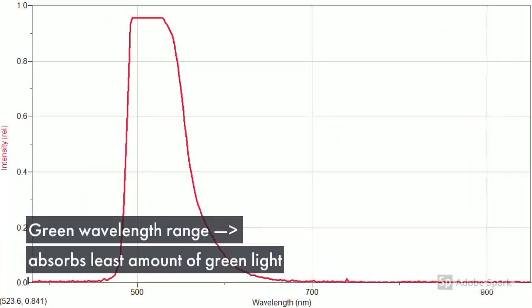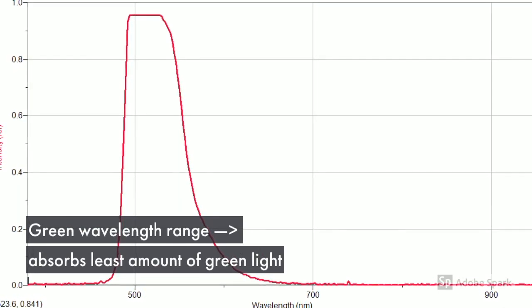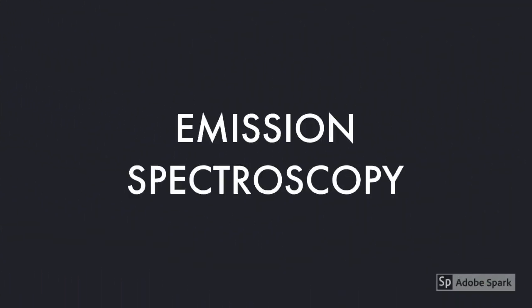So if a glow stick had a maximum emission wavelength in the green wavelength range, it would be absorbing the least amount of wavelengths of green light and more wavelengths of other colors. In our lab, we used emission spectroscopy to analyze the potential dependency of lambda max on color through the dye from a red and a green glow stick.